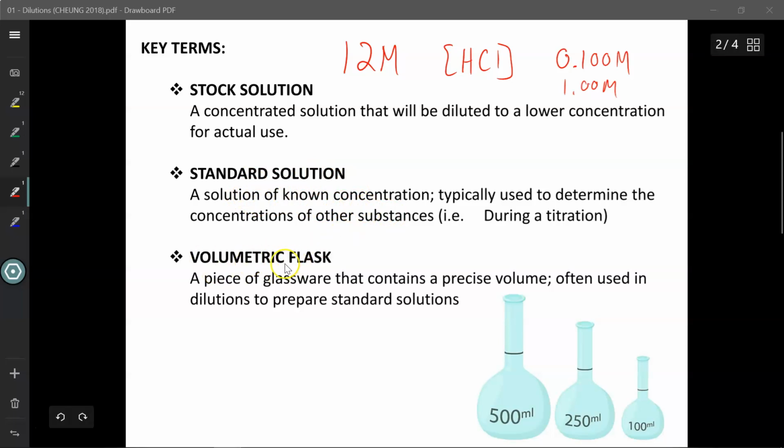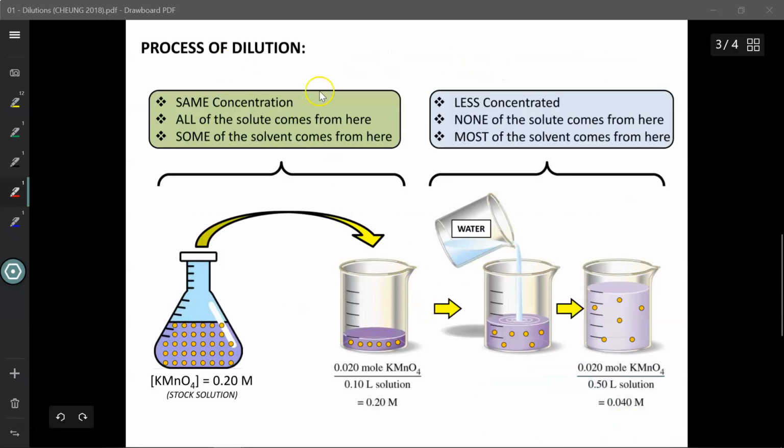Now, a volumetric flask is a piece of glassware that contains a very precise volume. These are often used in dilutions to prepare standard solutions because they're so precise. You'll notice that these volumetric flasks only have one line and one number on them, because they only measure one volume each, but they measure it super precisely. Alright, so let's walk through the process of dilution.